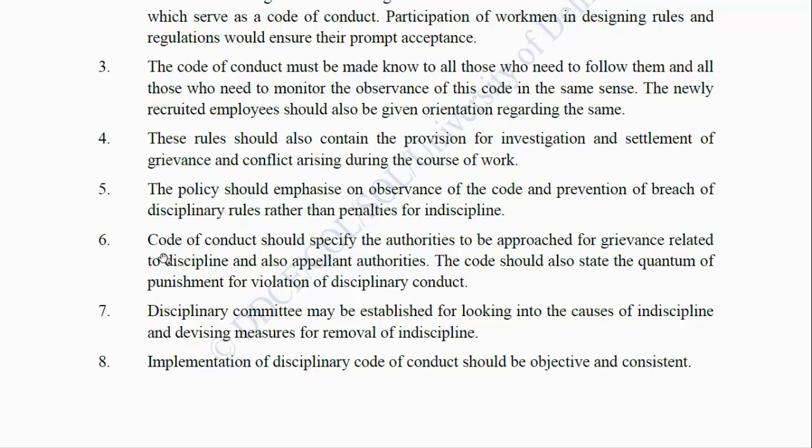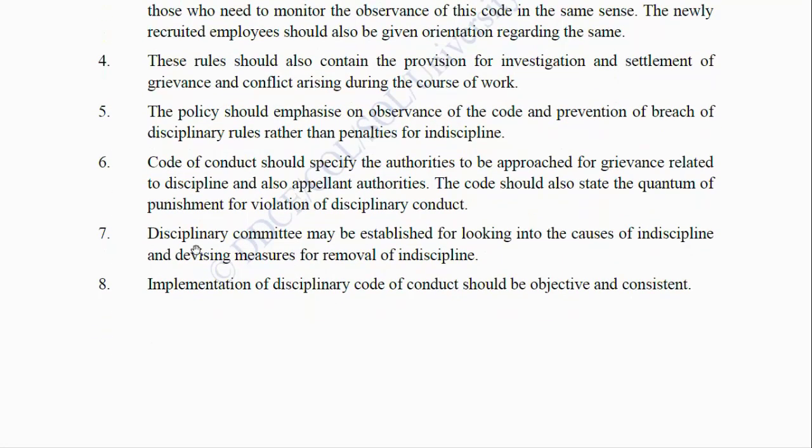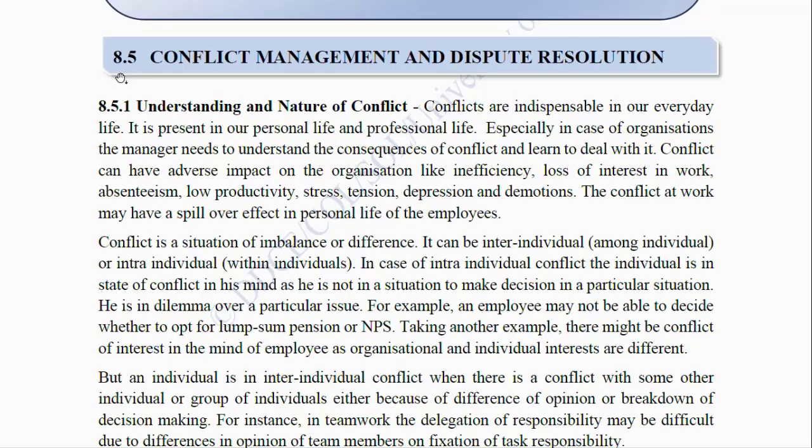Number 6, code of conduct should specify the authorities to be approached for grievance related to discipline. The code should state the quantum of punishment for violation of disciplinary conduct. Number 7, disciplinary committee may be established for looking into the causes of indiscipline and measures to remove indiscipline. Number 8, implementation of disciplinary code of conduct should be objective and consistent. 8.5, Conflict management and dispute resolution.